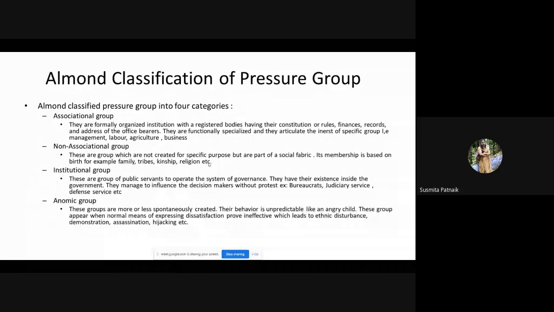So in the next slide, we know there are different classifications of pressure groups. In the classification of pressure groups, Almond and Coleman classified the pressure groups into 4 categories. These are called associational groups, non-associational groups, institutional groups, and anomic groups. So what do you mean by associational groups?